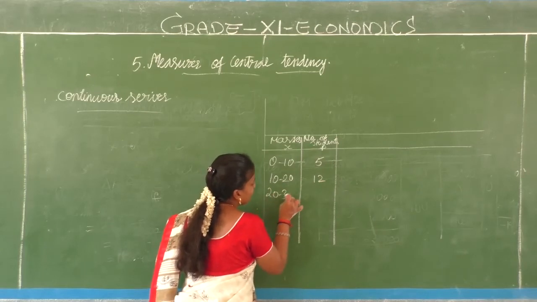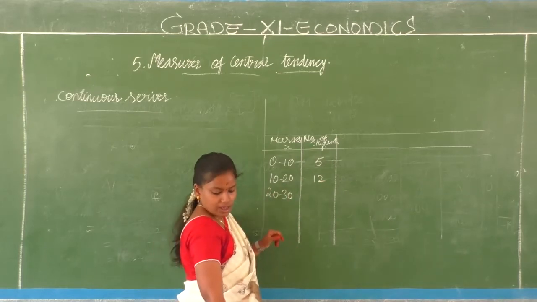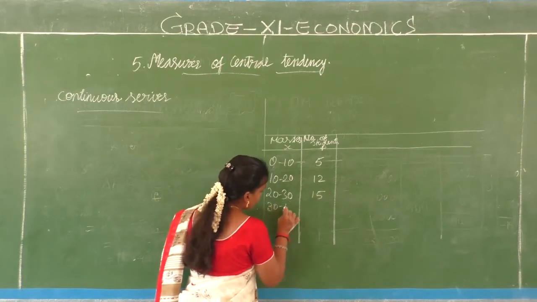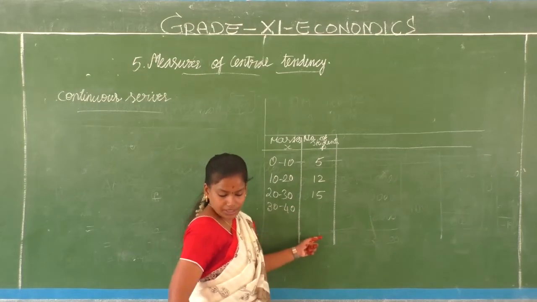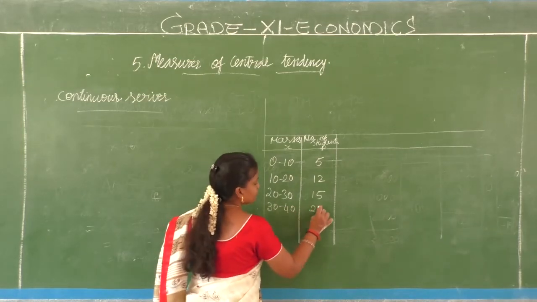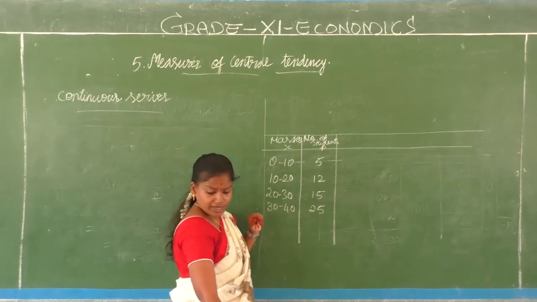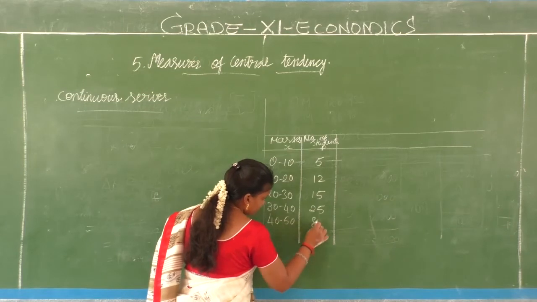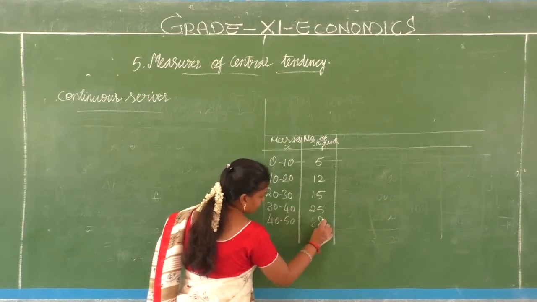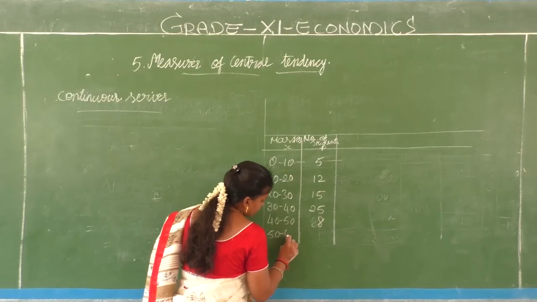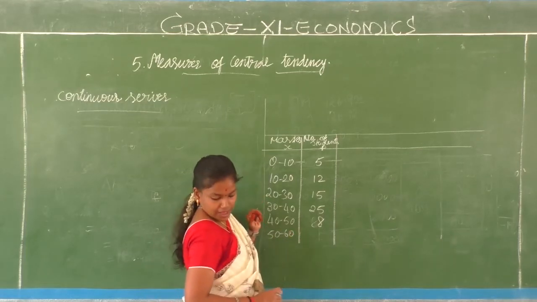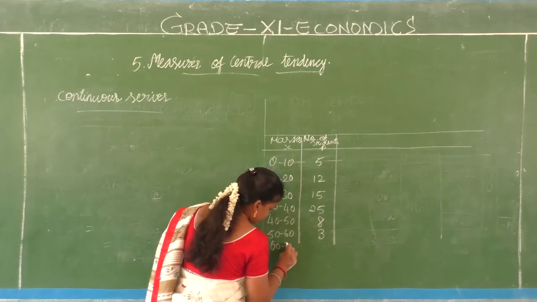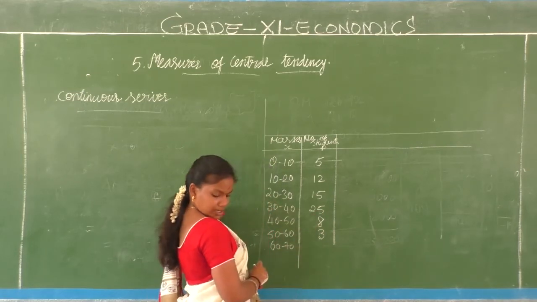Then you have 20 to 30. How many students are there? We have 15 students. Then 30 to 40. We have how many students? 25. And then we have 40 to 50. 8 students. And 50 to 60, we have 3. And 60 to 70, we have how many? 2.